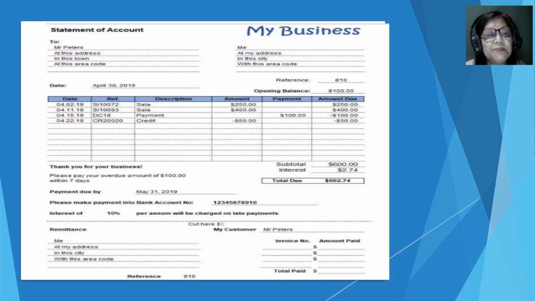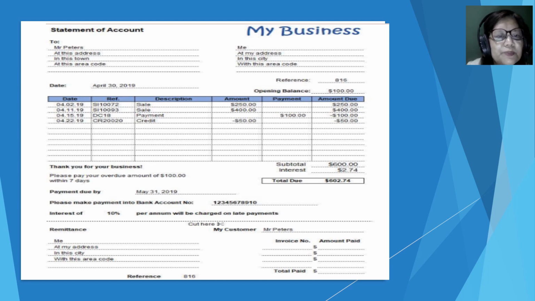So class, look at the picture. This is an example of a statement of account. What is being written in the statement of account? It is the company who delivered the goods or items, who is the purchaser, your company, for instance, and then what was the date, the summary of the transactions, and it is dated.